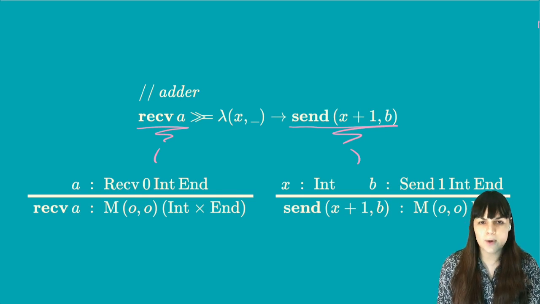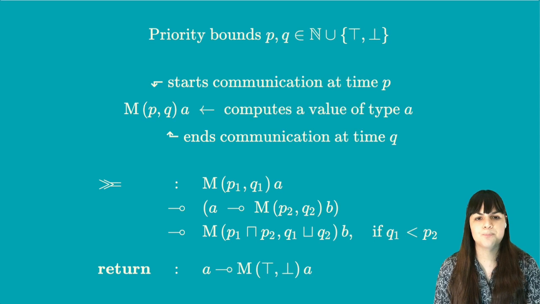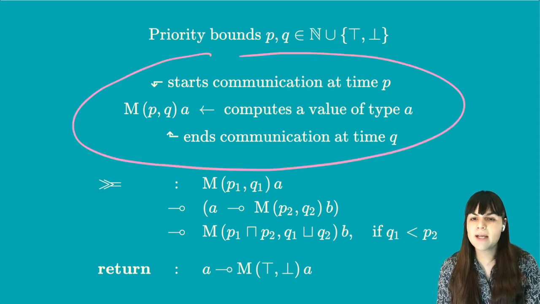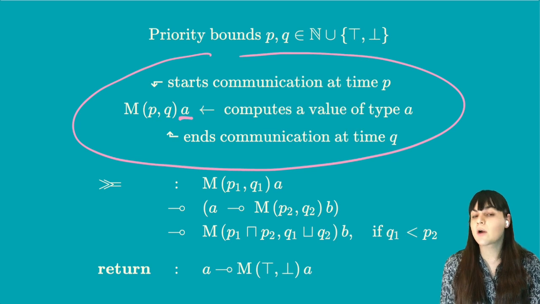So it's time to look at the monad operations. First, let's look at the type. A monadic action has three indices. If we evaluate the action, then P is when communication starts, and Q is when it ends. We're grouping these together as a pair because together they make up the grading of the graded monad. But if you're unfamiliar with graded monads, just think of them as two separate parameters. And finally, A is the type of the thing that we're computing.